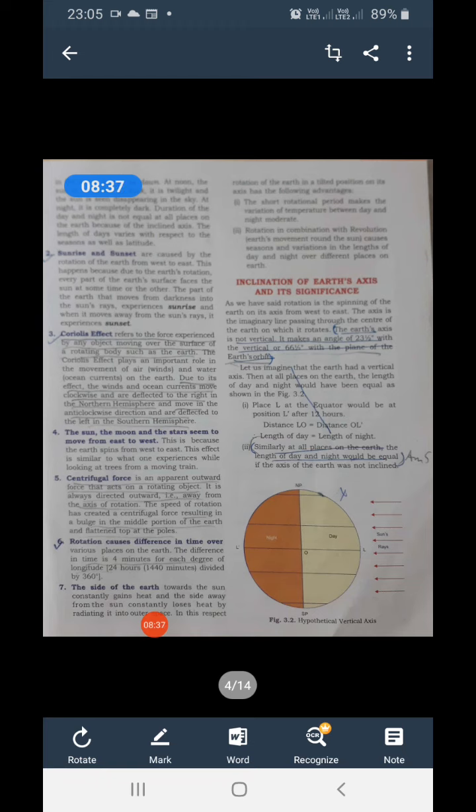Now, the next topic they've given you here is the inclination of the Earth's axis and its significance. Now, this is what I was just explaining previously when I was doing the Earth's rotation, that Earth is inclined, it is tilted. So, here they have written in the 4th line, which I have underlined, the Earth's axis is not vertical, it is not straight. It makes an angle of 23.5 degrees with the vertical, or 66.5 degrees with the plane of the Earth's orbit. Meaning to say that the Earth's axis is not vertical, it is inclined at 66.5 degrees.